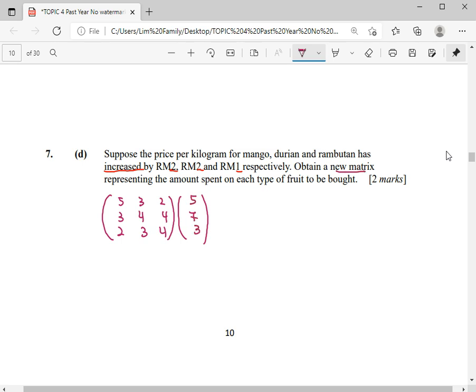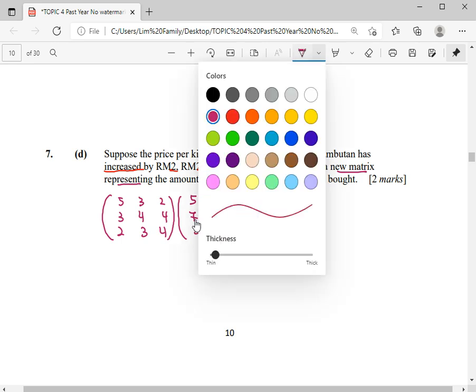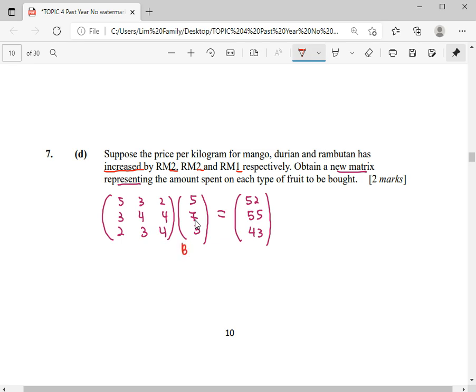So we obtain this new matrix. What's the expenditure here? We will do the multiplication row by column. So it will be 25 plus 21 plus 6, 52. Continue for the second store, 55, and then 43. Okay, so this is how we write our new matrix equation after increasing the price, and its answer, the expenditure for each store.